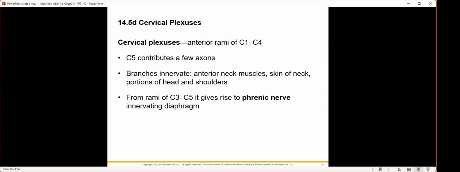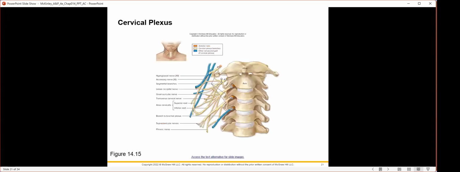For the cervical plexus, okay, what you need to know is what this innervates. So these branches innervate anterior neck muscles, skin of the neck, and portions of the head and shoulders, okay? So neck area for cervical.